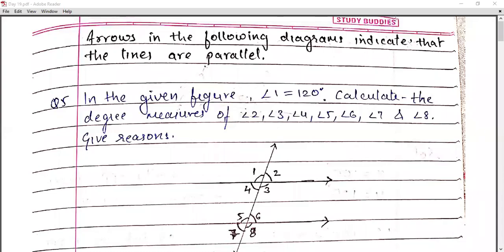Welcome learners. In this video, we will continue exercise 7.2 of chapter 7, Lines and Angles, from Holy Faith International Publications, Absolute Mathematics for class 7th.